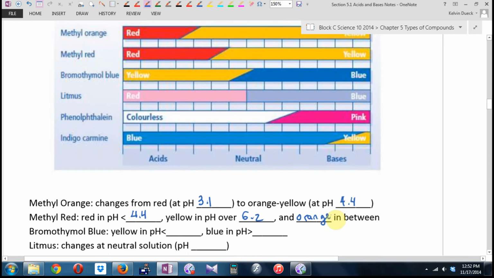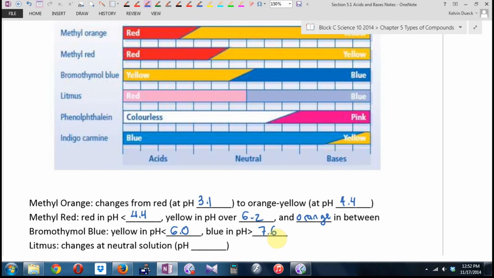Bromothymol blue is either yellow or blue. Turns out it's yellow in a pH of less than 6.0. It's blue in a pH of bigger than 7.6. In between those two, you might get a little bit of both. But if you get it all blue or all yellow, you know, oh, I'm definitely less than 6.